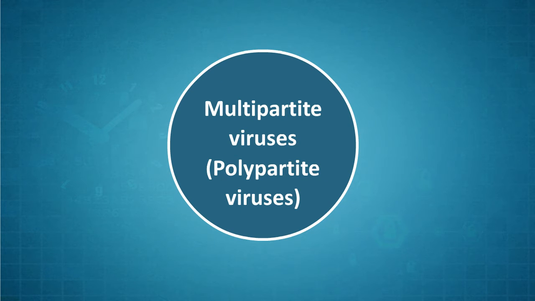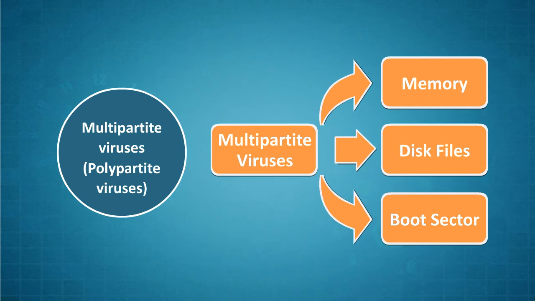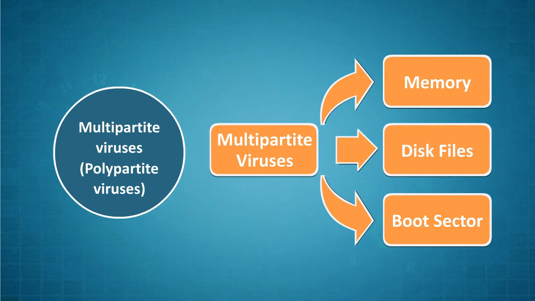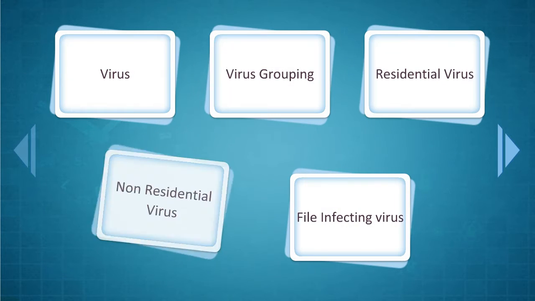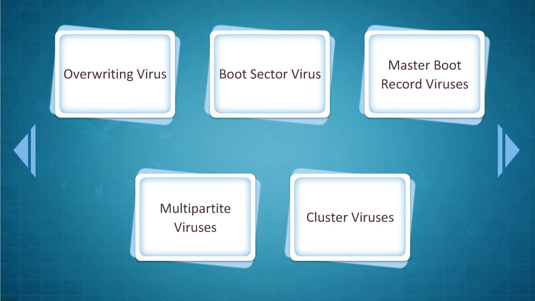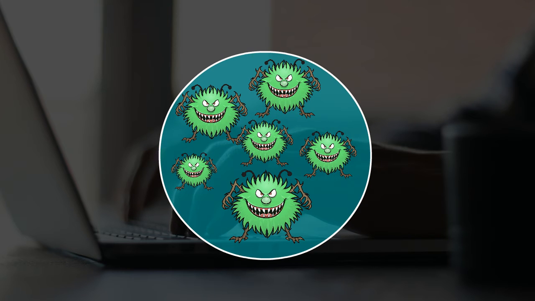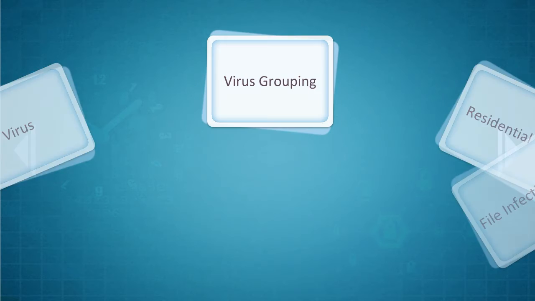Multipartite viruses are also known as polypartite viruses. These viruses infect both the program files and boot records. Cluster viruses are another type of virus which attacks systems in groups or clusters.